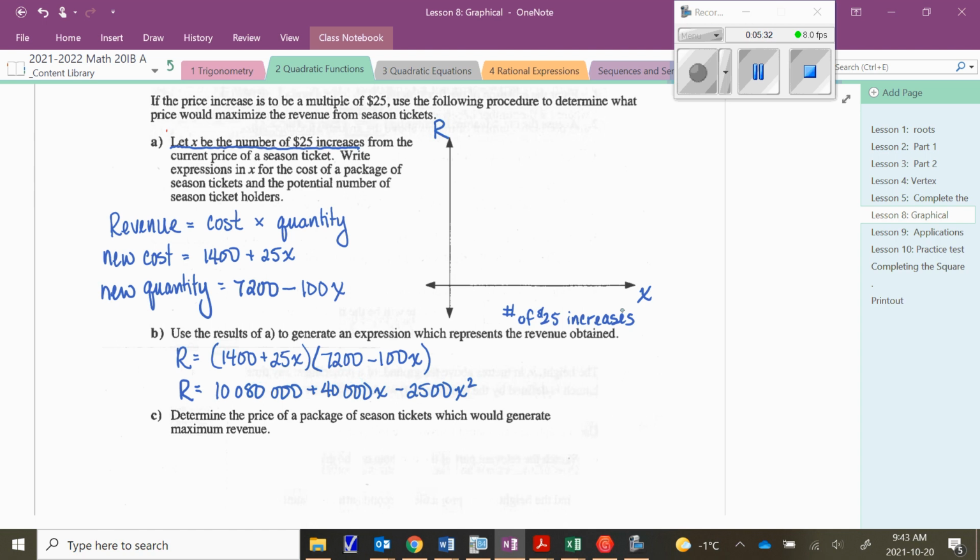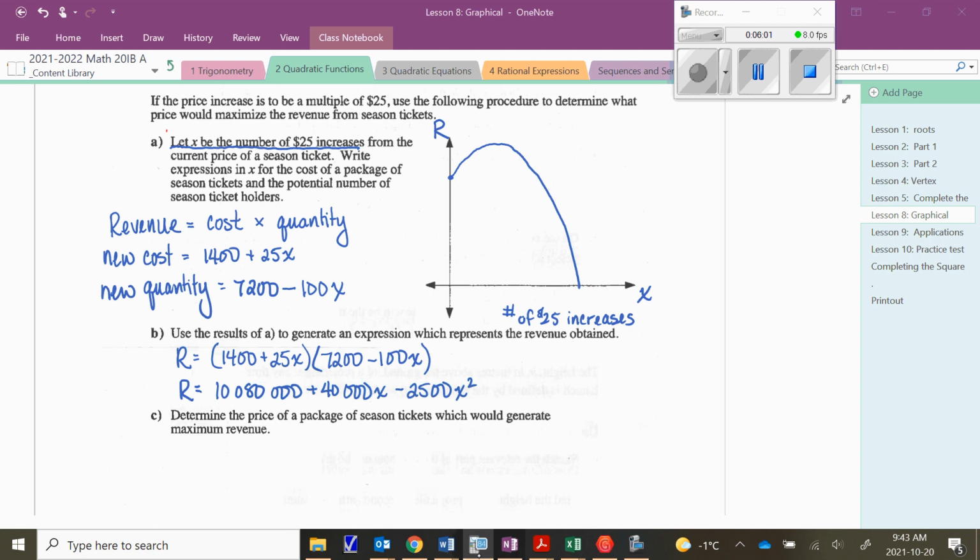So we know that if there are no increases, our current revenue stands at $10,080,000. Hypothetically, things will go up, and then we increase it enough that people will just leave and not want to pay the money, and we end up with zero revenue. So let's take a look at that on our calculators.